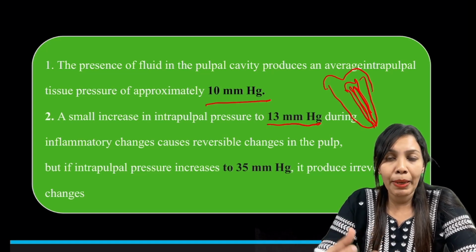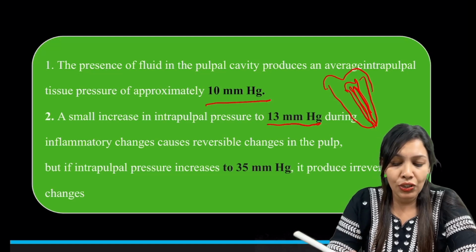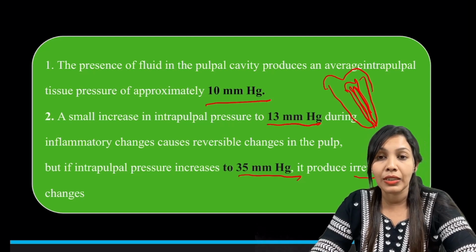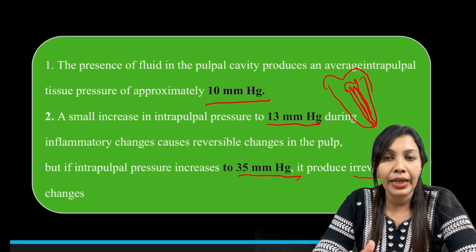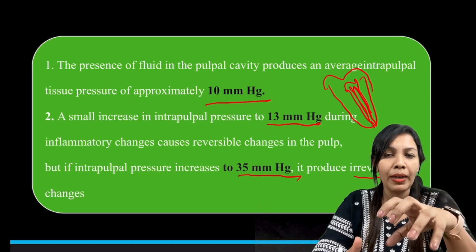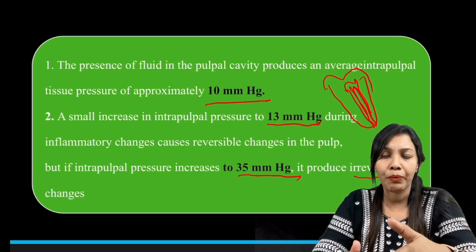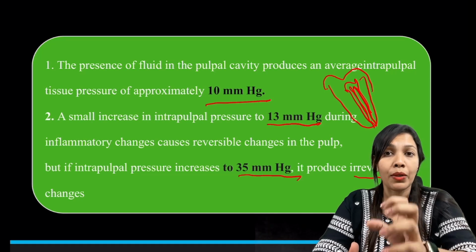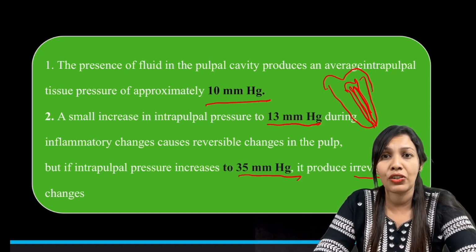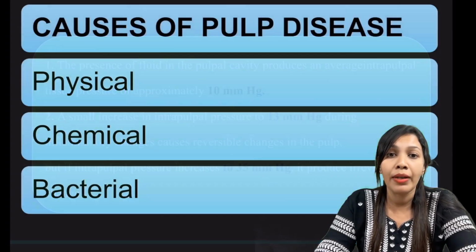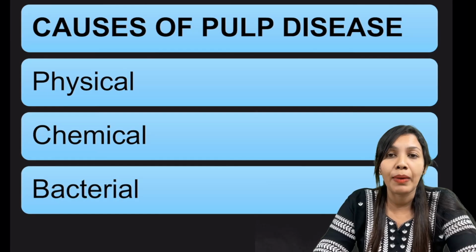But if the intrapulpal pressure changes to 33 mmHg, that is a condition which often leads to irreversible changes, and we cannot bring it back to its normal position. So 10 mmHg is the normal. Till 13 mmHg, it is an inflammatory stage, but it can be brought back to its normal condition. But once it reaches 33 mmHg, it's really difficult to control or bring the pulp back to its normal position.